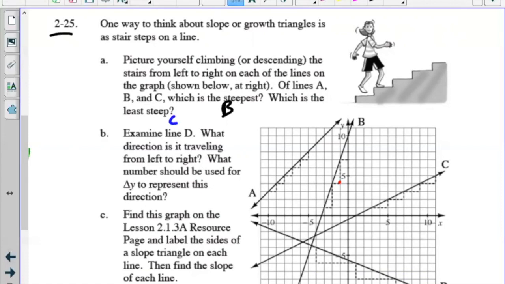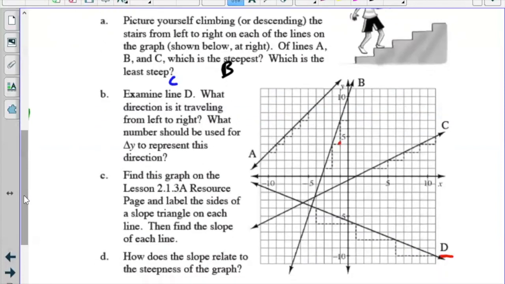Now, if we look at line D, it is the one that is going down from left to right. Since it's going down from left to right, when I draw my slope triangle, instead of going up 2, I'm going down 2. So the way this represents is I have the change in y is equal to -2 there. So -2.